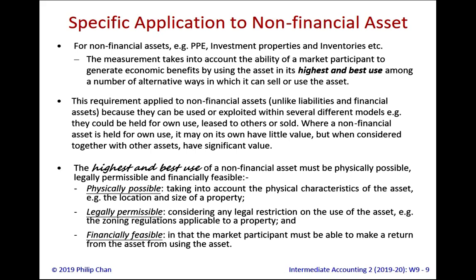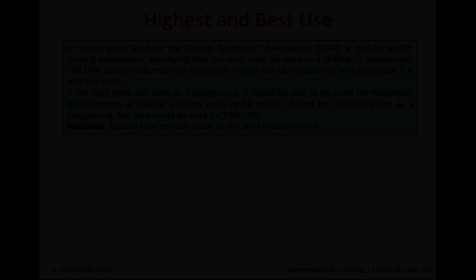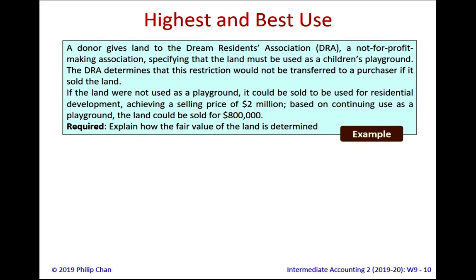In fact, you are merging the concept of determining the principal and most advantageous market with the concept of highest and best use. For each alternative of using the asset, you determine the principal and most advantageous market, work out the fair value under each alternative, and then choose the one which gives you the highest value. That is the essence of the highest and best use price. Okay, let's look at an example then.